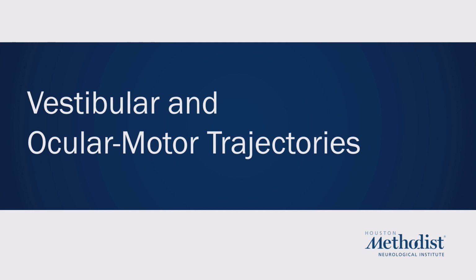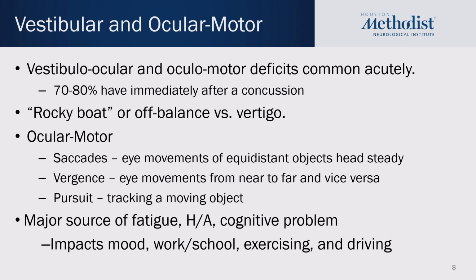Next area to pay attention to is the vestibular and ocular motor trajectories. Vestibular, ocular, and ocular motor deficits are common acutely in concussions.